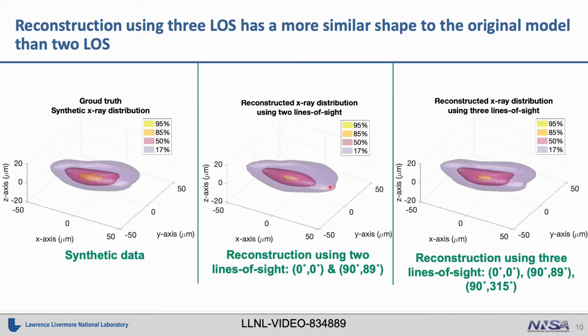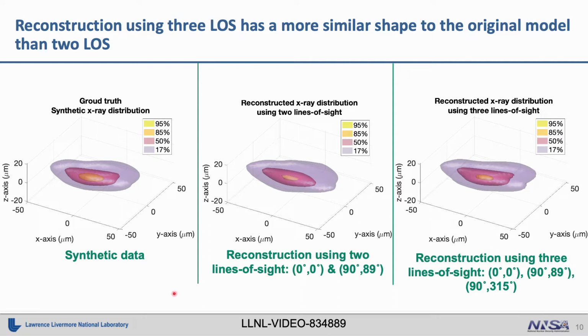So here you can see on the left is our ground truth, a synthetic X-ray distribution. And by using two lines of sight, here shown in the middle, one line of sight from the pole, one line of sight from the equator, we reconstruct a 3D X-ray distribution. And here on the right is the reconstruction by fielding an extra line of sight on the equator.